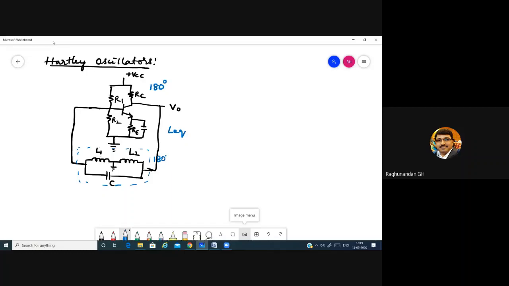For this, we will be considering the reactance of these inductors and capacitors for the purpose of deriving the equation. So let us consider the derivation. In the exam, they'll ask you to explain the Hartley oscillator and derive the expression for the frequency of oscillation. So that's why you have to start here.